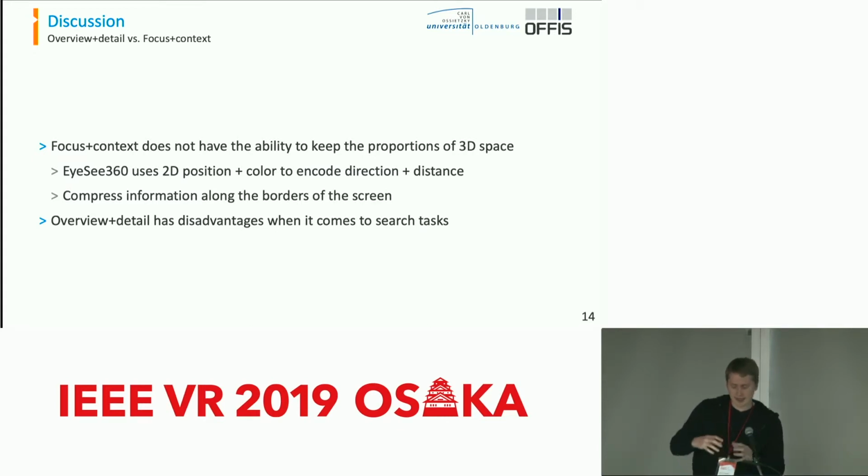Overview+detail has disadvantages when it comes to quickly locating those objects out of view. Because in IC360, when a dot is presented to the right, I know I have to just look to the right side to find that object. While for 3D radar, I first have to look at the radar, see where I am, where the objects are, and then where the object is in relation to me, and then I can turn around, which results in slightly worse search times here.